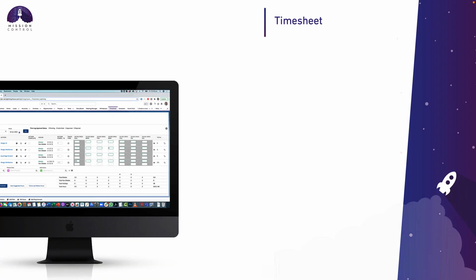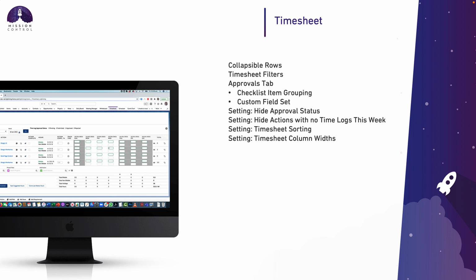So again, a number of enhancements to the timesheet. We've got a feature where you can quickly collapse rows. So if you've got a number of actions relating to a particular project and you just want to declutter, you can collapse that out of the way, and all of those actions for that one project will collapse out of the way. So you can quickly collapse and expand all of the records that are displayed.